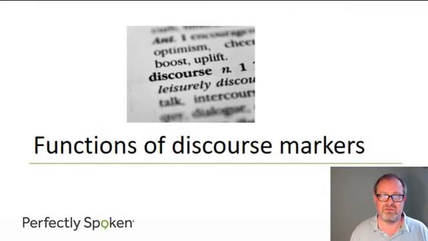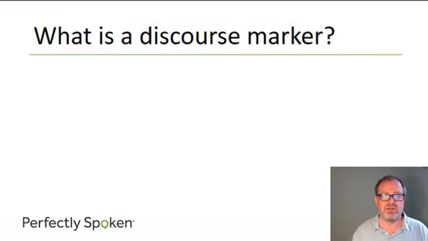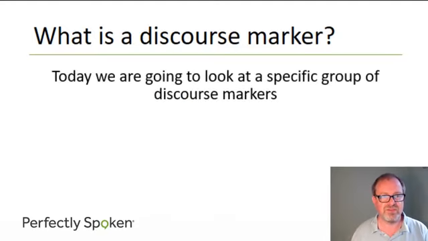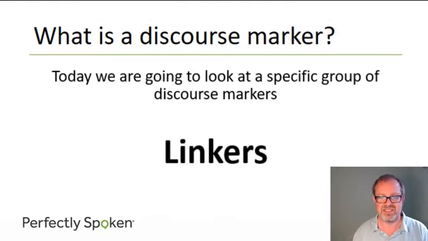So, functions of discourse markers then. First of all, we need to ask ourselves, what is a discourse marker? The British Council very handily have given us this definition. From their website, discourse markers are words and phrases which are used in both speaking and writing to signpost discourse. This simply means that they indicate what you're going to talk about. So they do this by showing terms, joining ideas together, showing attitude, how we feel about something, and generally controlling communication. So today we're going to look at linkers, as I mentioned.